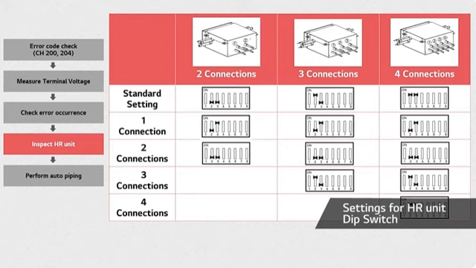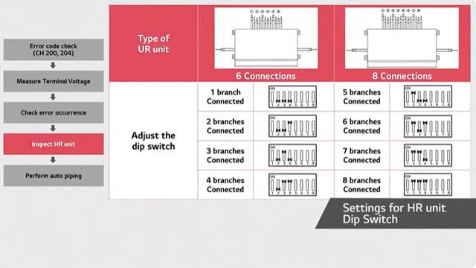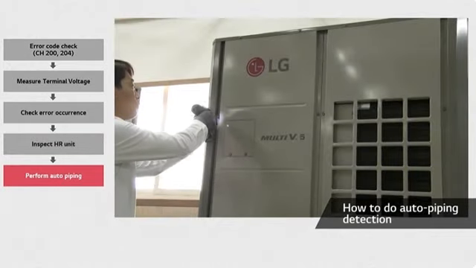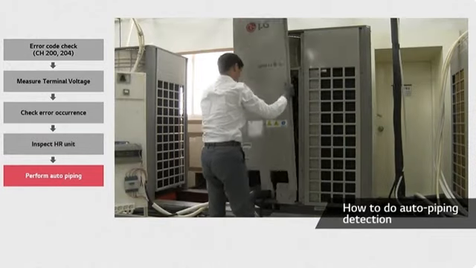For example, when a 4-connection model is connected to 3 connections, switch number 2 should be on, and switch number 3 should be off, as shown in the picture. Unlike 2, 3, and 4 connection models, in the case of 6 and 8 connection models, switches number 2, 3, and 4 are used. According to the number of connected units, you can adjust the dip switch referring to this picture. Since an error will occur if this setting is not properly done, make sure you adjust the dip switch accordingly. Now, remove the front panel on the outdoor unit.